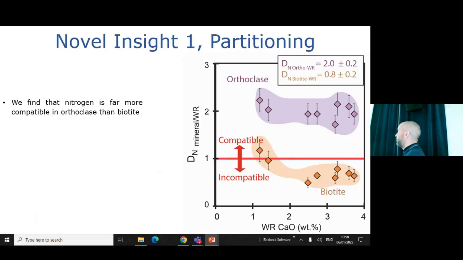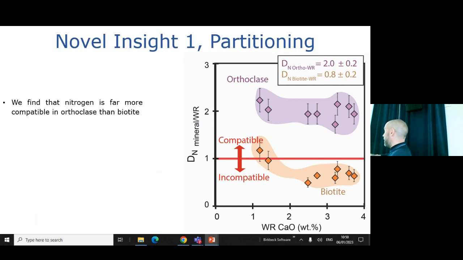And what we did is Toby painstakingly picked minerals, including separating orthoclase from plagioclase, which is a pain. And then we measured the nitrogen and the full geochemistry of these things as well. And I'm not showing you all the data. This is just the relative abundance of nitrogen in orthoclase and mica compared to the whole rock.